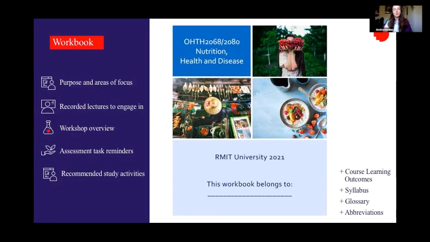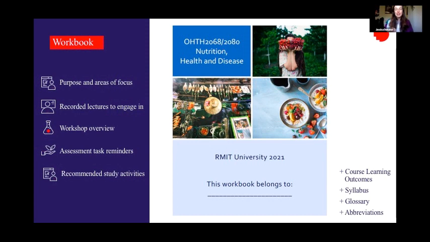So the workbook, this is what mine looks like. I have a workbook for all my courses and I make one for my Chinese cohort as well. I actually started off making them for the Chinese cohorts and they worked so well that I decided to make them a common resource in my courses in Melbourne. So these include the course learning outcomes, so what the course is trying to achieve. I provide a syllabus, so the timetable of what students will be learning and when.